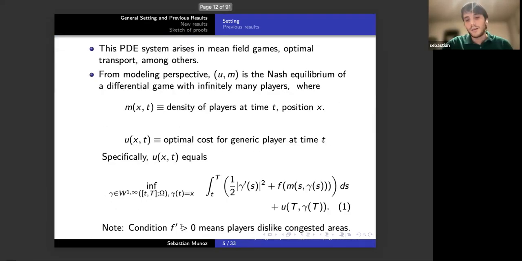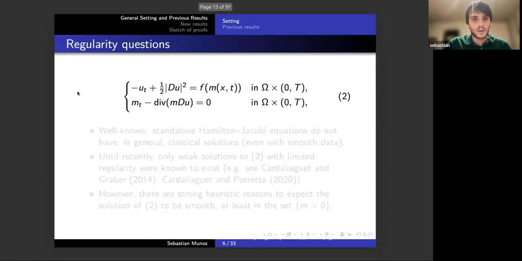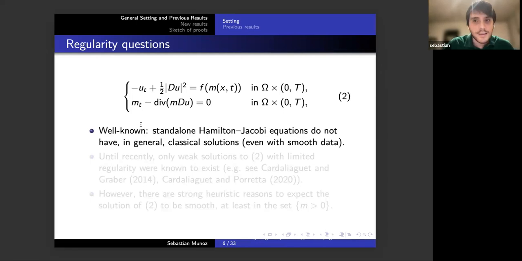Okay, so now that I talked about the motivation, let's go back to the system. Now I'm going to discuss some regularity questions. So I'm writing down the system again. Something that is well known is that standalone Hamilton-Jacobi equations typically don't have classical solutions. Even if the data is smooth, in general, the solution of a Hamilton-Jacobi equation is not smooth. It is actually just semi-concave in general.